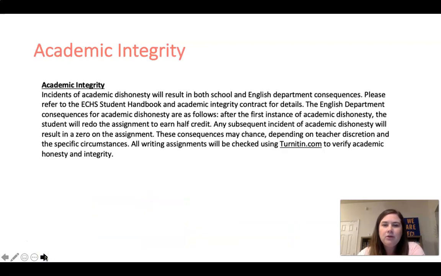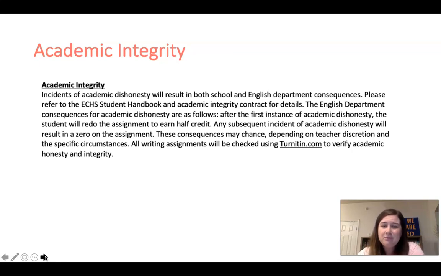You either will be or have already signed an academic integrity contract saying that you commit to upholding academic integrity and to doing your own original work as you're at Eastside Catholic High School. In the English department, if there were to be an instance where you cheated or you plagiarized something, I don't expect that to happen, but I think it's important for you to know what the consequences would be if that were the case. The first time you would get a chance to redo the assignment for 50% credit, and then I would also report it to the deans for schoolhouse consequences.